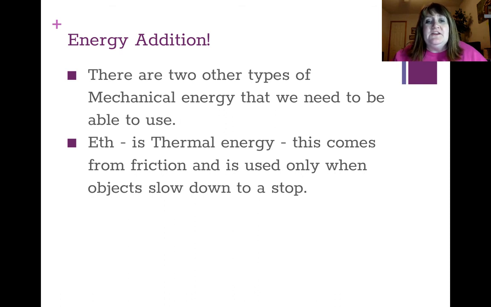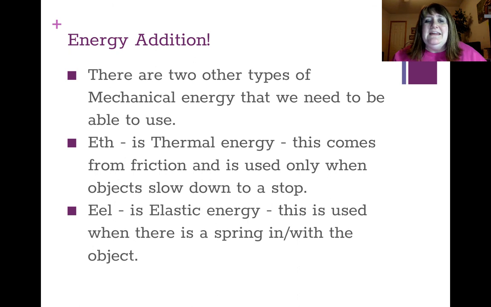This comes from friction, and it is only used when objects slow down to a stop. Like you ever rolled a ball across the carpet and it slows down, comes to a stop? That would be an ETH. The last one is an EEL. This is an elastic energy, and it's used when there's a spring in or with the object. You're going to need both of these to do the assignments.